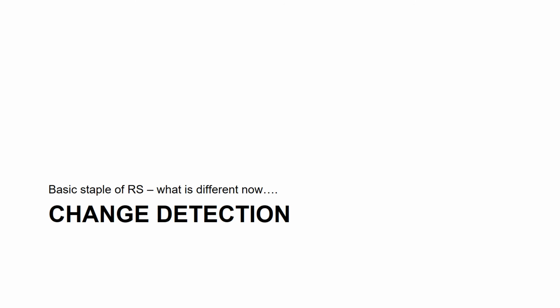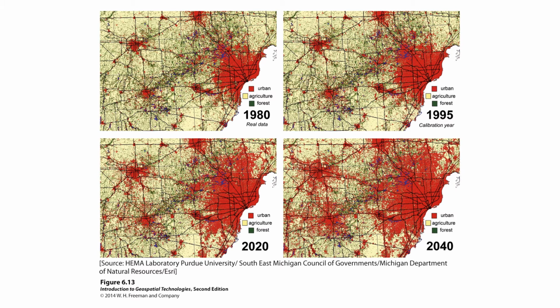One of the big ones is change detection. Here we have a map, and we're looking at 1980, 1995, 2020, and 2040. In a scenario like this, you would look at growth and create some sort of an equation that would then identify whether the growth is expected to continue, and then from that create a predictive model that shows the increase in growth over time.